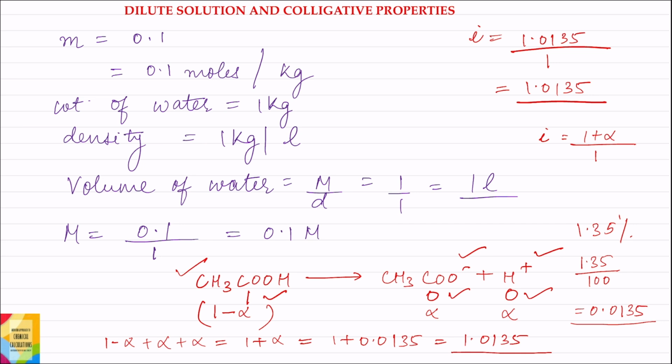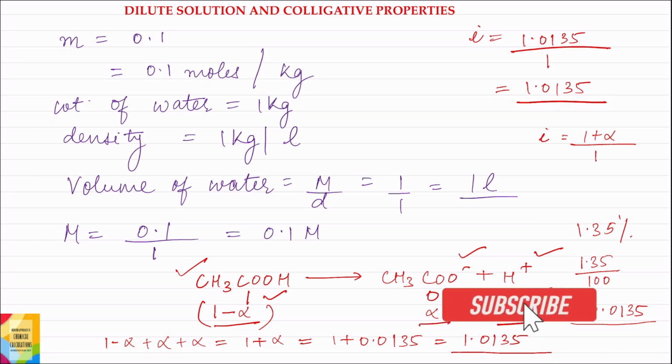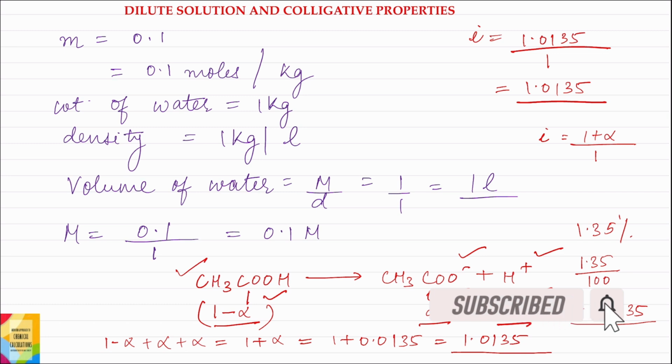Now considering the degree of dissociation as alpha, that is, out of 1 mole if alpha moles dissociate, then remaining acetic acid is 1 minus alpha moles, and acetate ion formed is alpha moles and H plus ions formed is alpha moles. Total number of moles in the solution after dissociation will be 1 minus alpha plus alpha plus alpha, which is equal to 1 plus alpha.